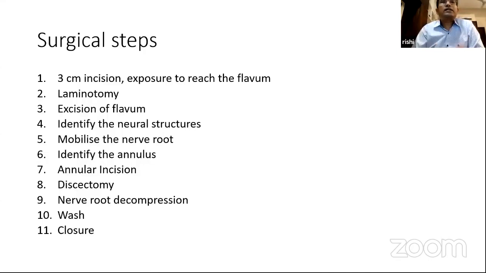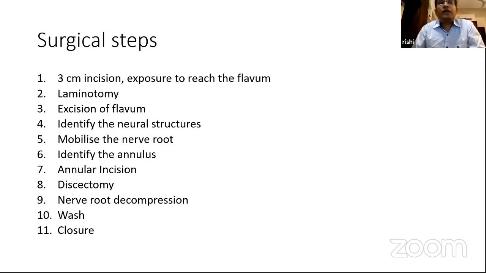So these will be the standard surgical steps once we mark the level. We make a 3 centimeter incision. We do a paraspinal unilateral exposure to reach the ligamentum flavum. At the L5S1 level, we can straight away proceed with excising the ligamentum flavum. At proximal levels, you may need to do a small laminotomy to extend the bony window to see the neural structures. Once the flavum is excised, we have to identify the neural structures.